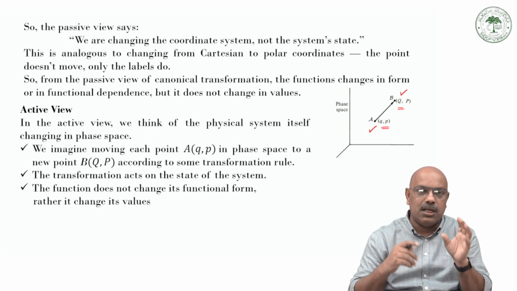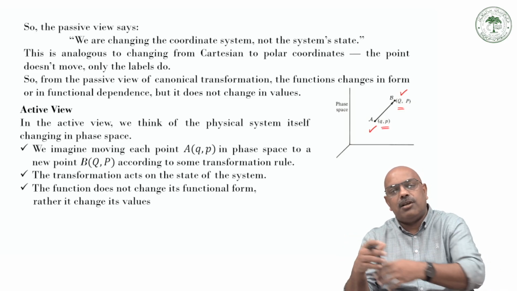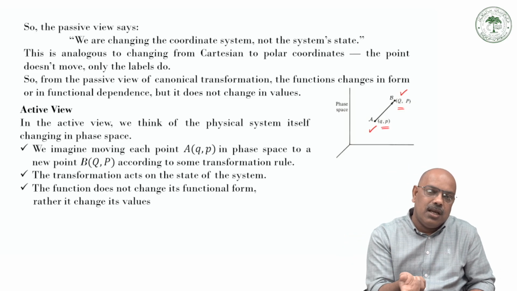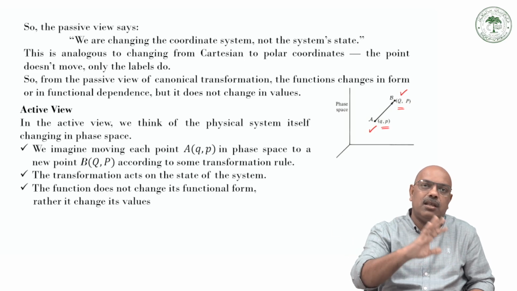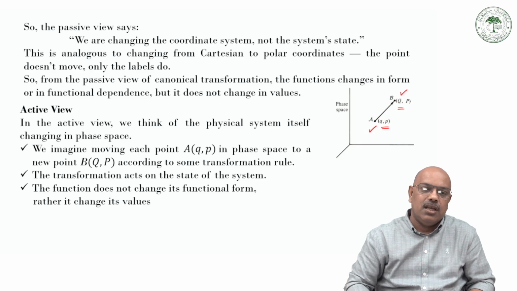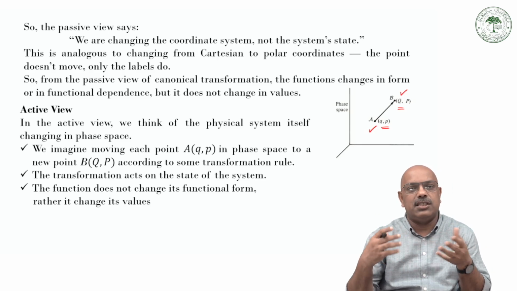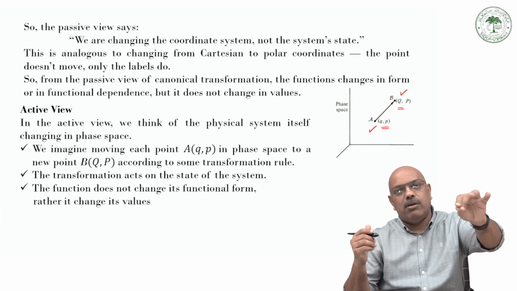This is capital Q and capital P, and that is the canonical transformation. If it is an infinitesimal canonical transformation with some generating function G, and then you sum over all of these, you are going to get your whole canonical transformation. So in this, the function does not change in functional form, but rather it changes its value, because the system is changing. The whole change is going from one point to another point.